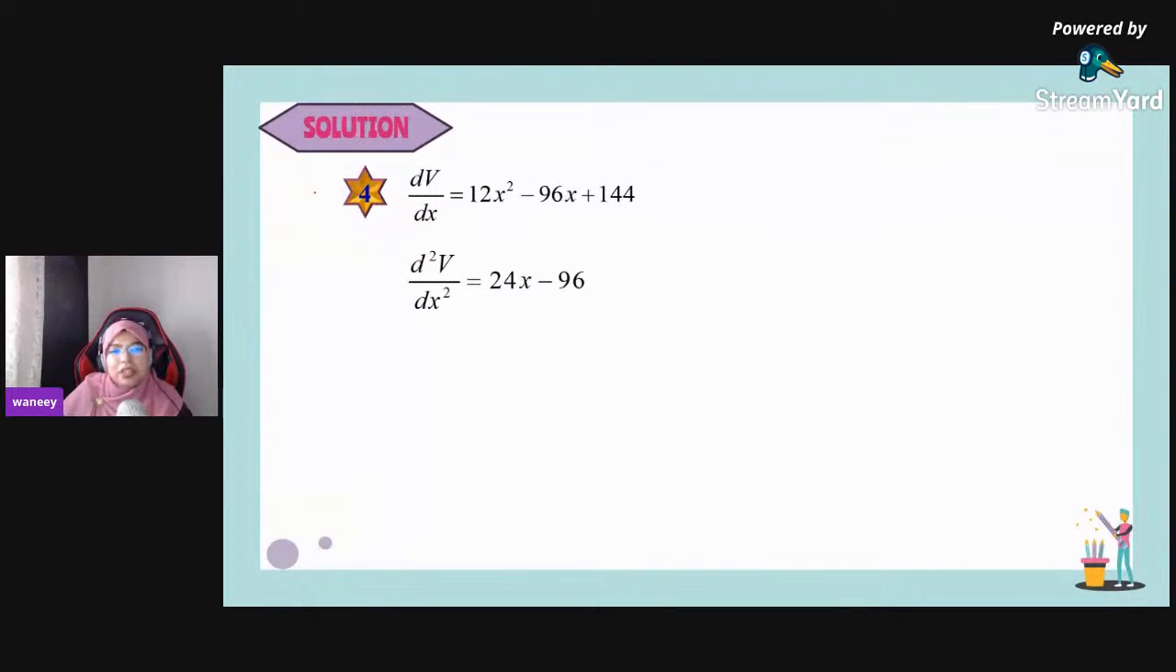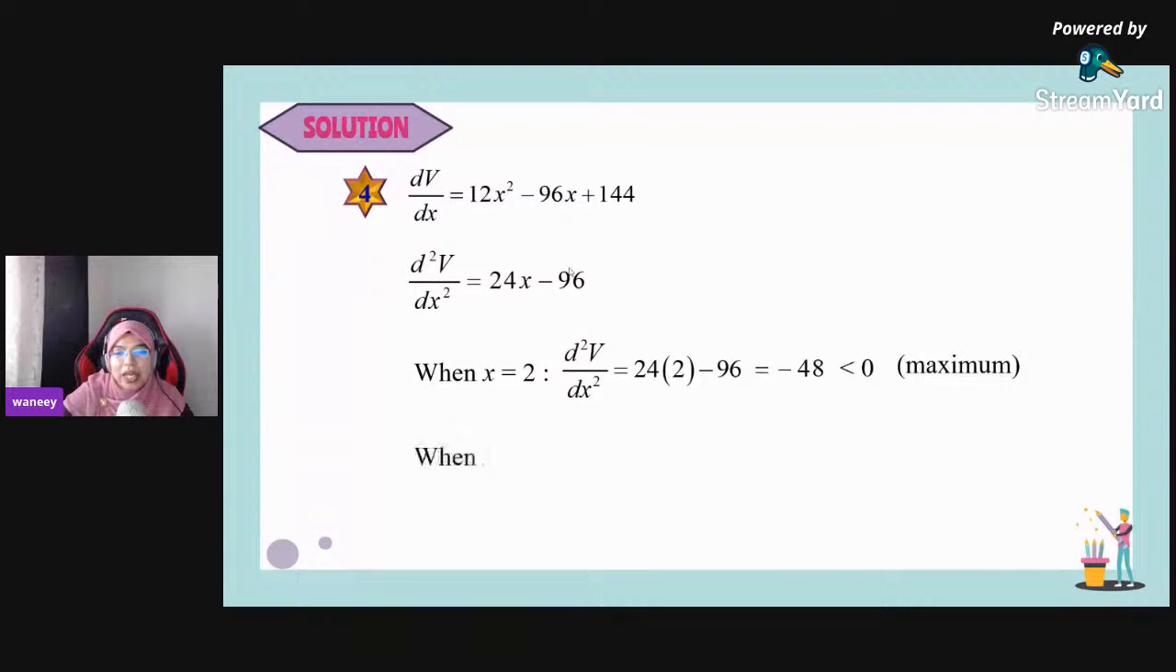So the second derivative is 24x minus 96. So now let us substitute with the stationary points, x equal to 2 and x equal to 6. And do check which one is going to give us a maximum volume and which one a minimum volume. So when x equal to 2, the second derivative will give us something that is negative. So I do know I will get a maximum over here. When x is equal to 6, the second derivative will give me something that is positive, so greater than 0. I do know this is definitely a minimum value.